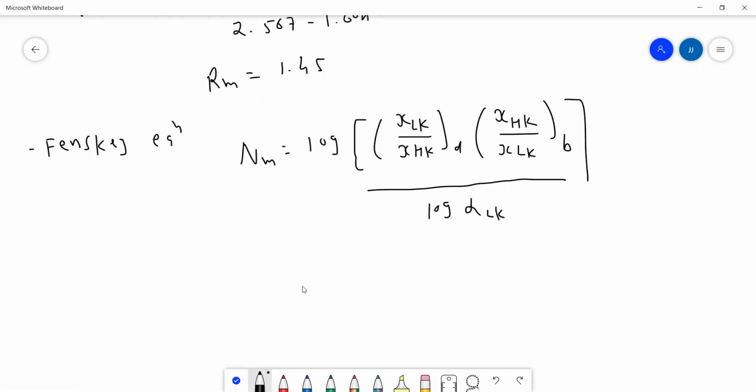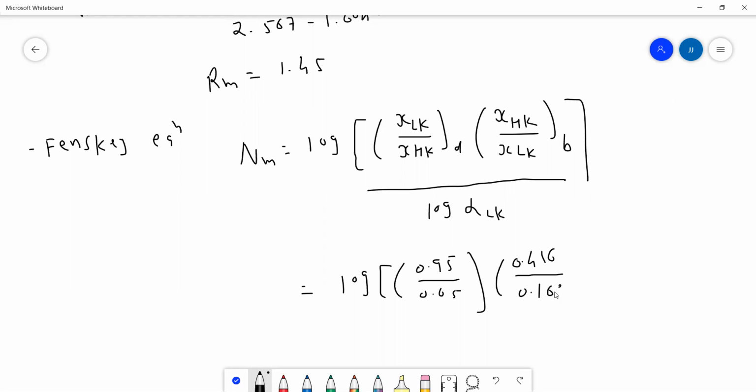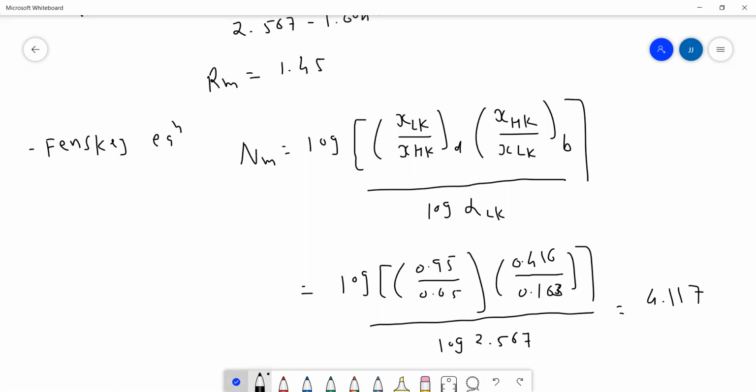So this is equal to log of 0.95 divided by heavy key 0.05, and in the bottom product we have heavy key 0.416 and light key 0.163, divided by log 2.567. So you will get Nm equal to 4.117.